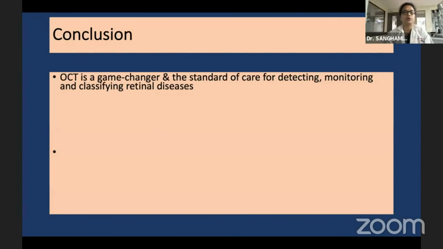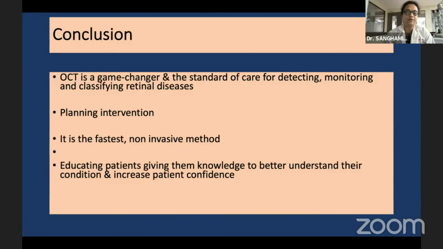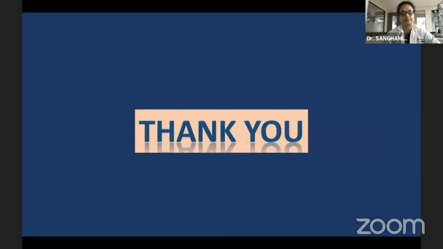So to conclude, OCT is a game changer and the standard of care for detecting, monitoring, and classifying retinal diseases. For planning the intervention, it's the fastest non-invasive method. It is a good tool for educating patients, giving them knowledge to better understand their condition and increase patient confidence, and for timely referral. Thank you.